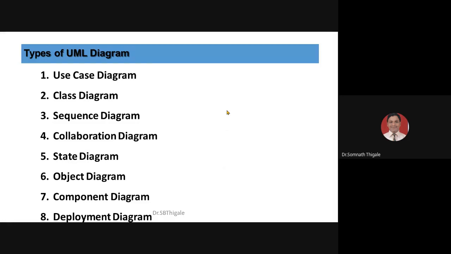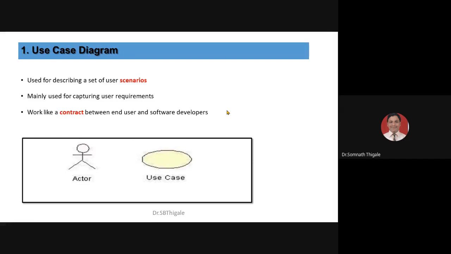Types of UML diagram: basic for any software project, maybe your mini project or maybe your major project, you have to have a minimum of eight UML diagrams. The first one is the use case diagram, second will be your activity diagram, then you can have your class diagram, then state chart diagram, component diagram, and deployment diagram. You have to have a minimum of this many diagrams. So let's start with the first, the use case diagram.